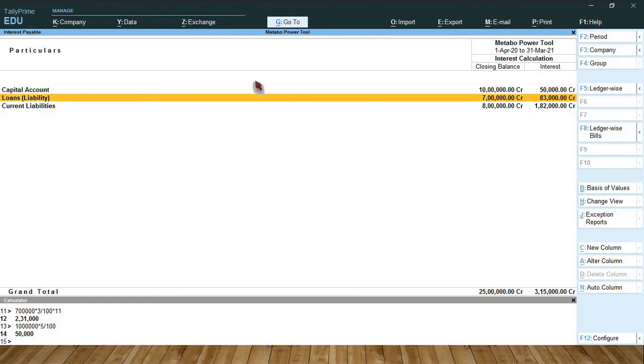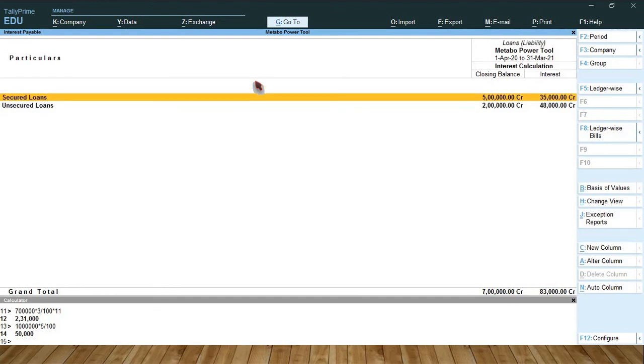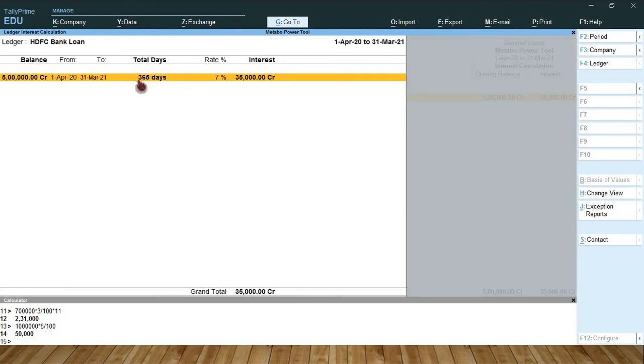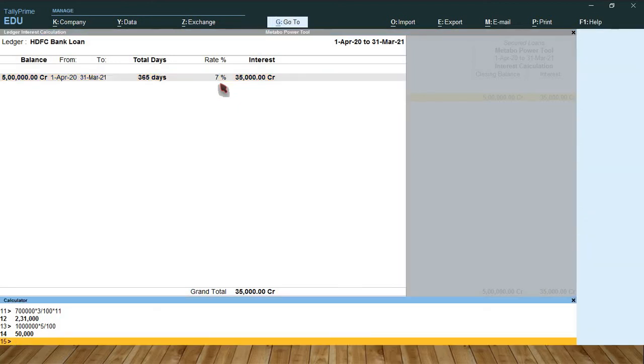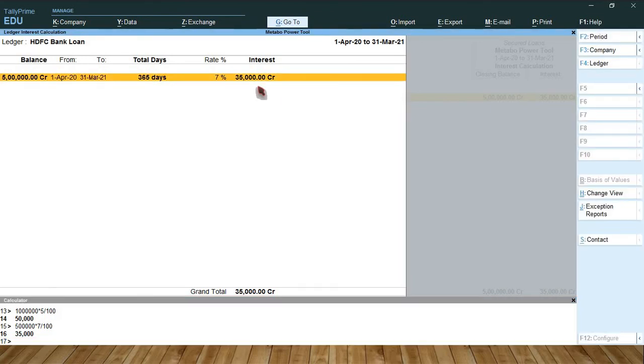So loans liability. Secured loan, that is bank loan. So that is also a per annum basis, 7%. Control N, 5 lakh into 7% divided by 100. So interest amount is 35,000. Okay. See here, our calculation is right. So here what we set in configuration is also right, 35,000.